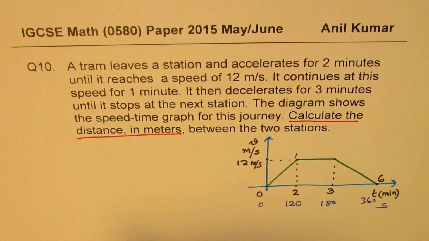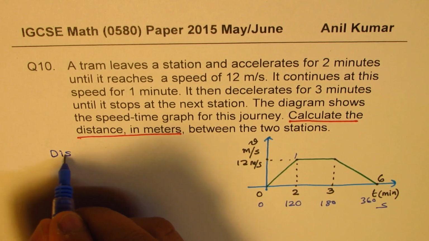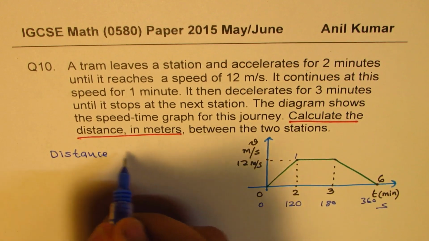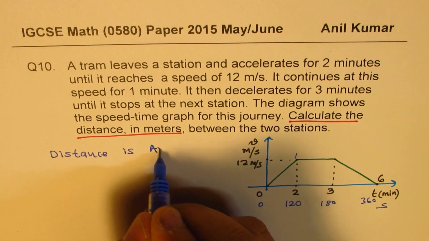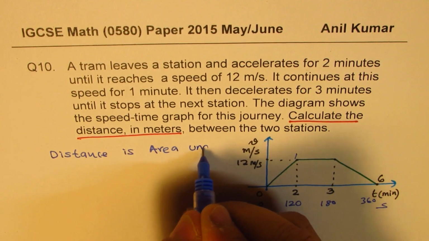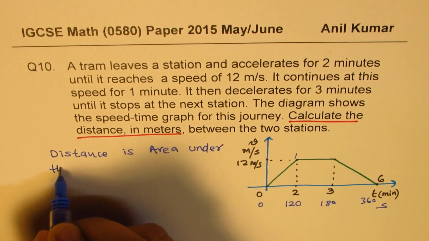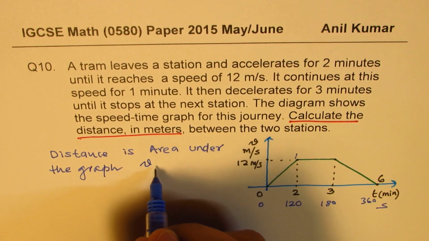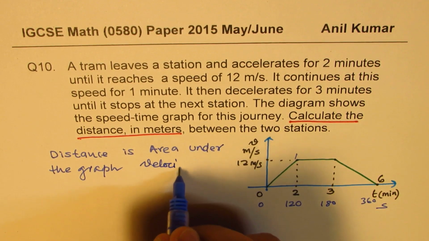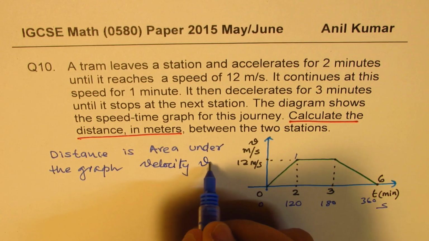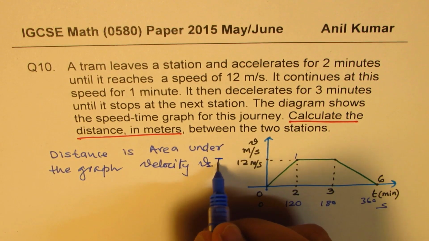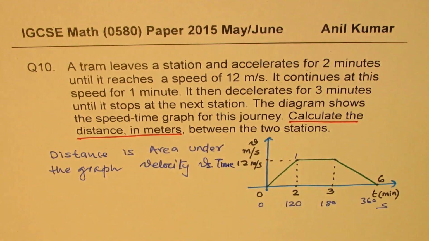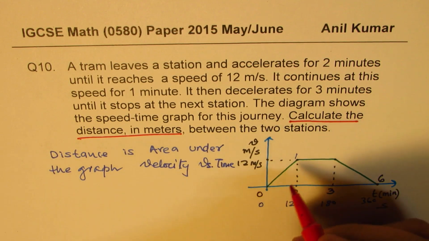Now, what is the distance? So distance basically is the area under the graph of velocity or speed versus time, right? That is what distance is. So basically we need to find the area under this curve, right? So we need to find this area.